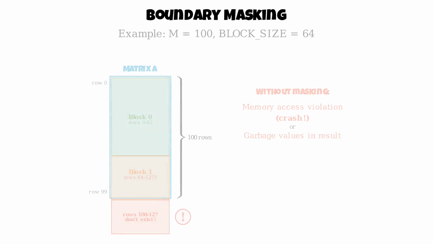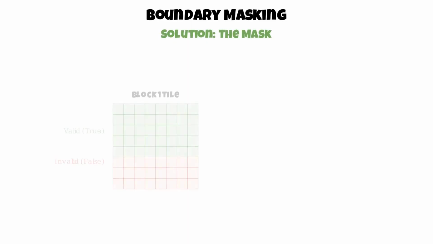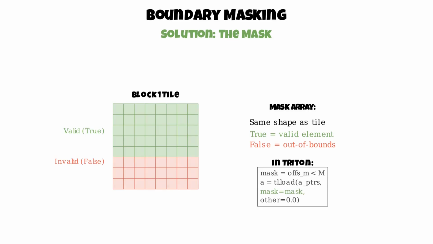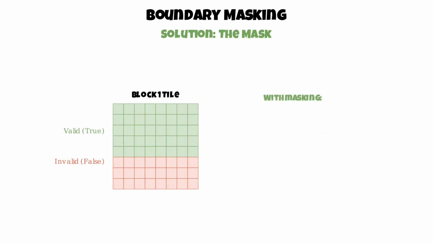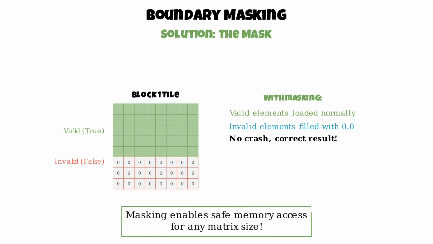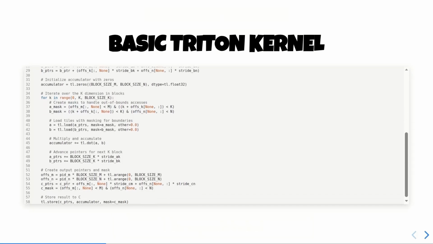The mask is a Boolean array, the same shape as our tile, that's true for valid elements and false for out of bounds. Without masking, we either crash from invalid memory access or get garbage values in our result. And that's it. That's a working MatMul kernel.